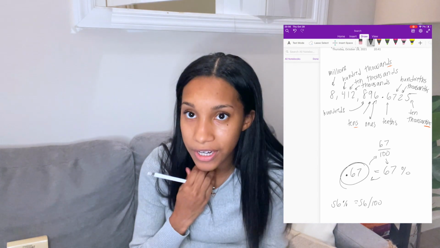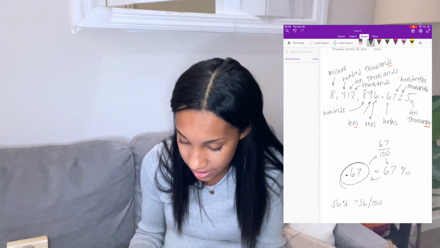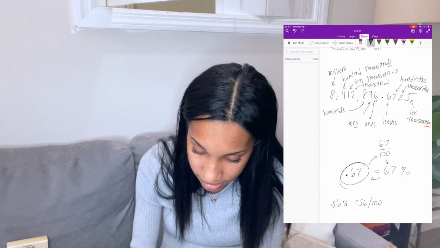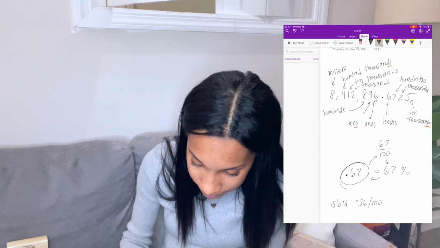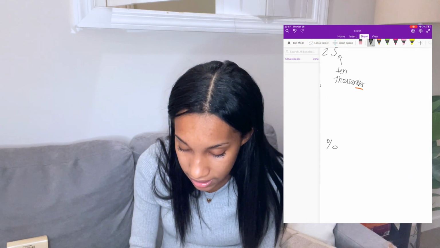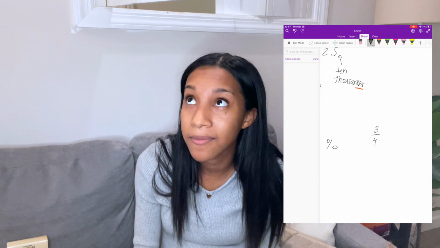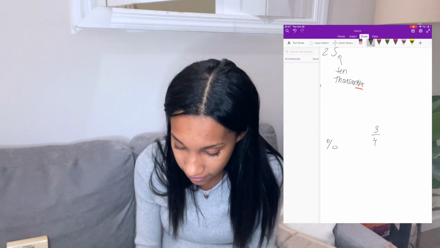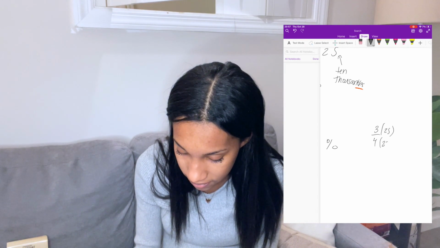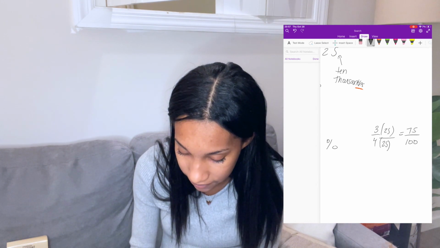When you're converting fractions into percentages, you're going to make the denominator 100, whatever it is. And then your numerator is going to be the percent. So say we have 3/4. You need to think, okay, how do I get from 4 to 100? You multiply by 25. So 25 over 25 equals 75 over 100, which would equal 75%.